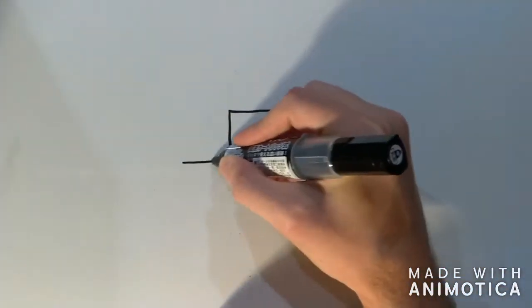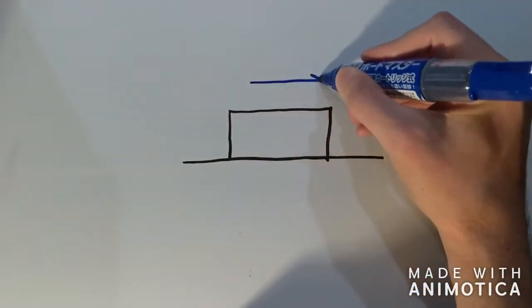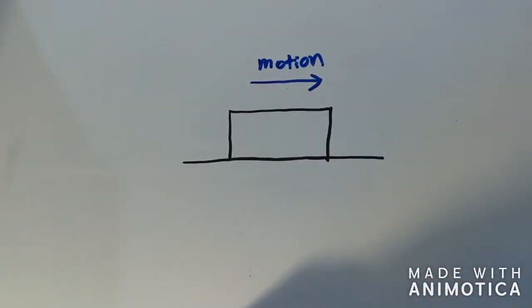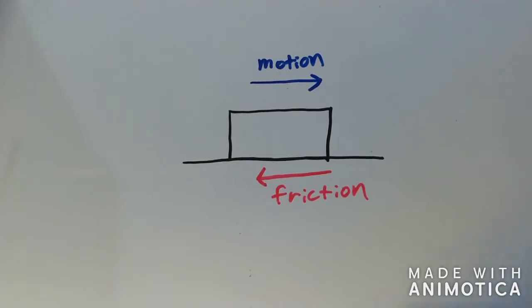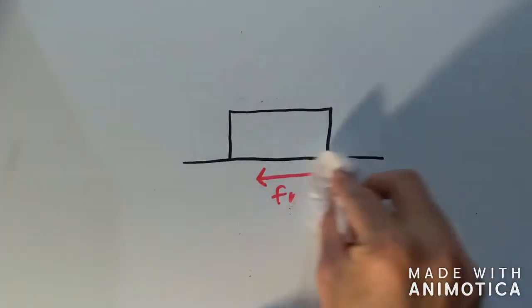Friction is a pulling force that acts in the opposite direction of an object's motion as it slides across a plane. Here we see friction acting in the opposite direction of motion.